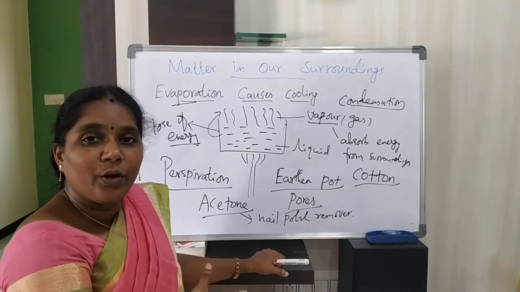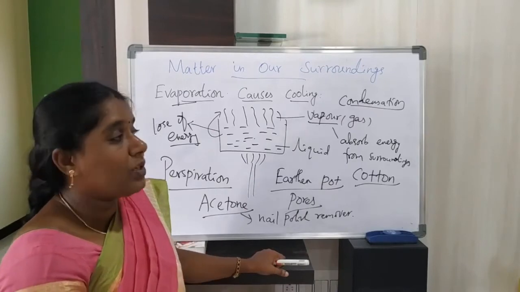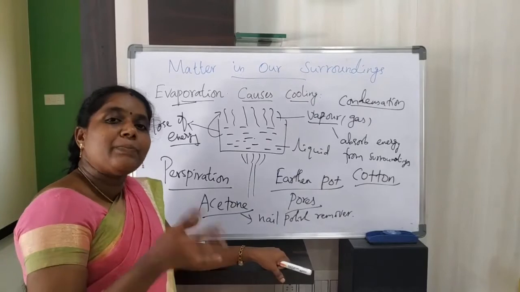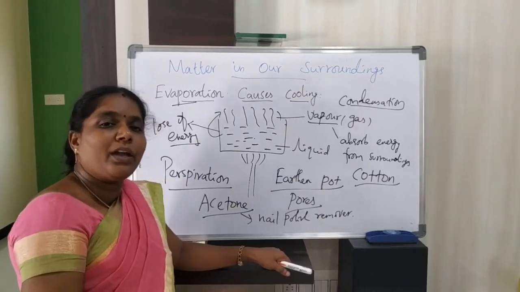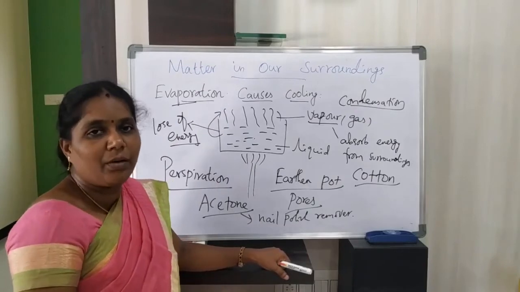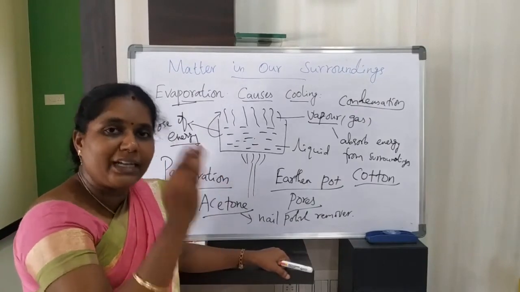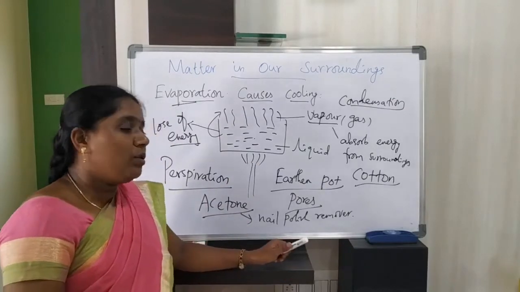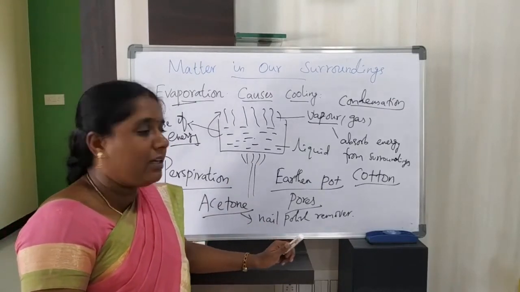So what's the melting point of ice? It is 0 degrees Celsius. What's the boiling point of water? 100 degrees Celsius. So always melting takes place at its melting point, and boiling takes place at its boiling point. You have to keep this in your mind. Melting takes place only at its melting point. Boiling takes place only at its boiling point. Those things we have discussed already.